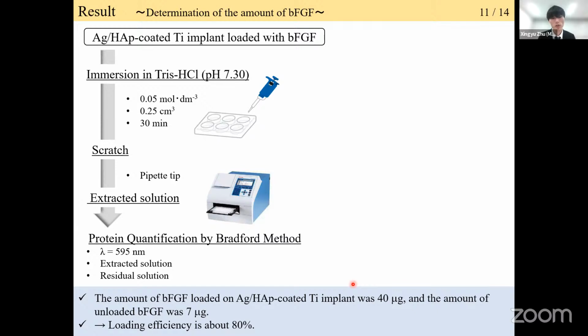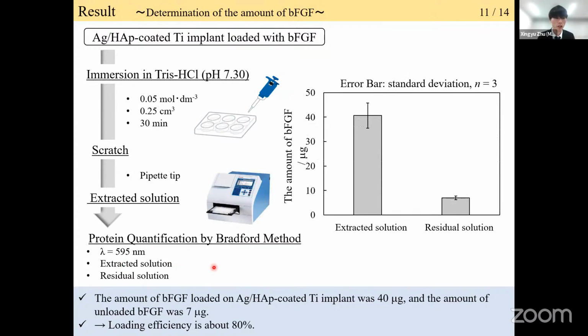And next, the amount of bFGF loaded was measured. Samples were immersed in 250 microliters of Tris buffer, and after 30 minutes, the titanium surface was scratched using a pipette tip. bFGF was removed and collected as an extract solution. The absorbance was measured by the Bradford method, together with the extract solution and the residual solution collected during the loading process. And as the graph shows, about 40 micrograms of bFGF was detected in the extract solution.